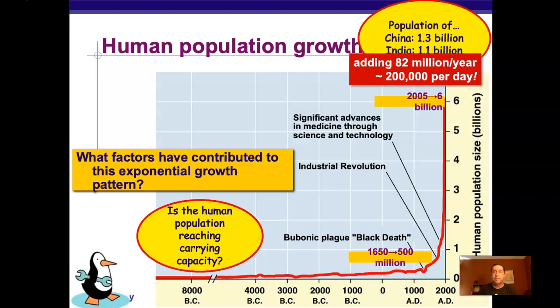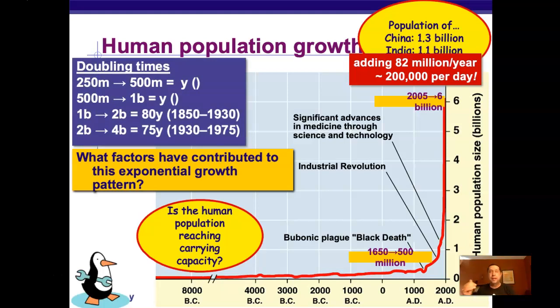Two real important populations to look at are China and India. China has 1.3 billion people, India about 1.1 billion people, of that about 6 billion that were around in 2005. So those two countries accounted for over a third of all the people on Earth.